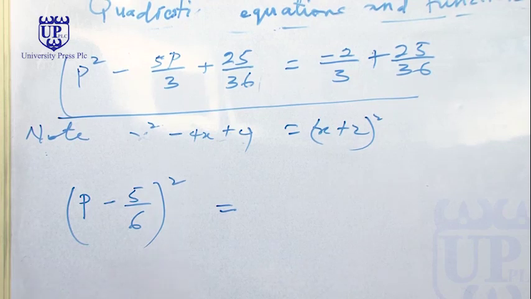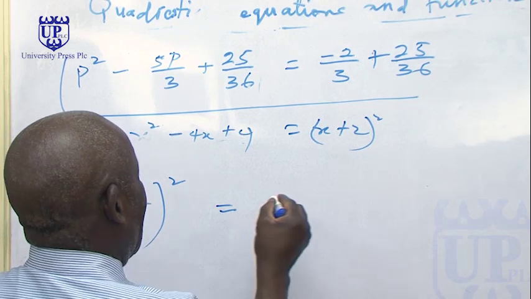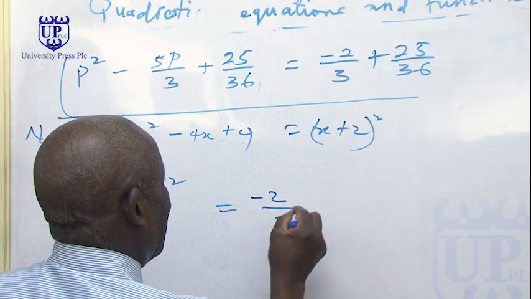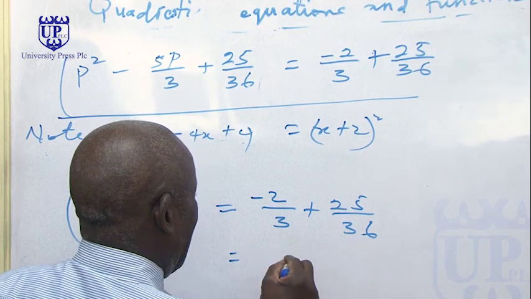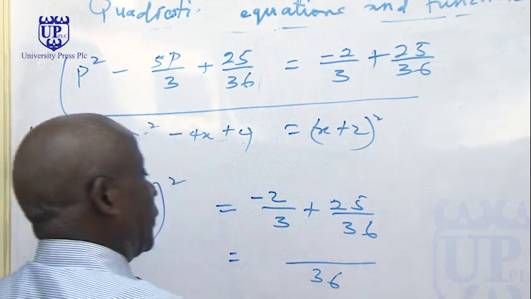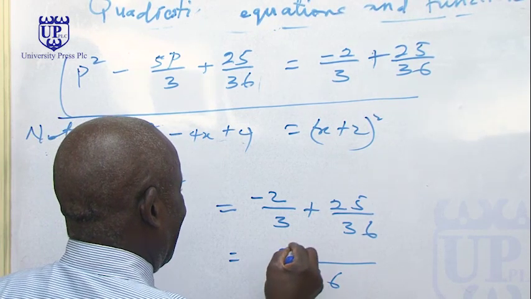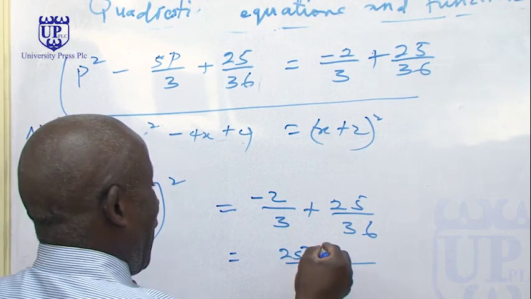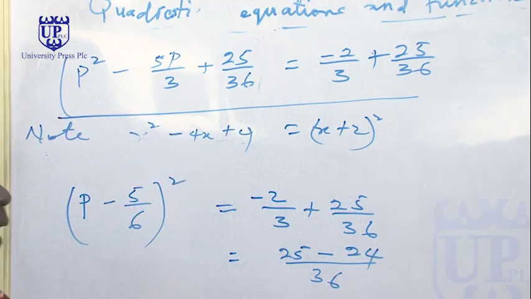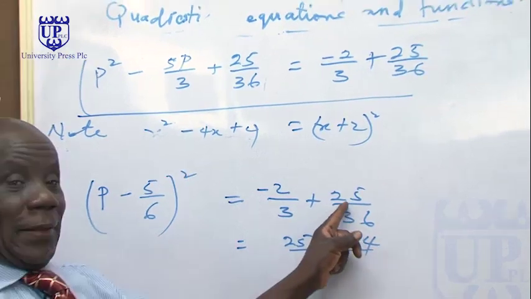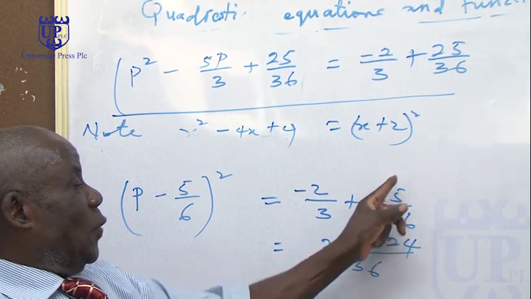This is the same thing as minus 2/3 plus 25 over 36. Minus 2/3 plus 25 over 36. Simplify this. The LCM is 36. This is the same thing as 25 minus 24. I'm very sure you'll be wondering why, how I did plus before minus. 36 and 36, 1 times 25, 25.